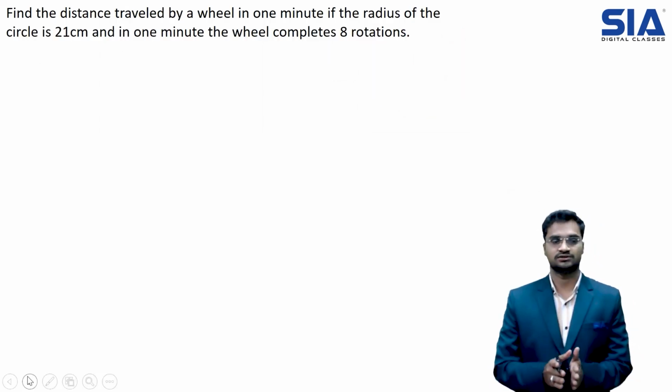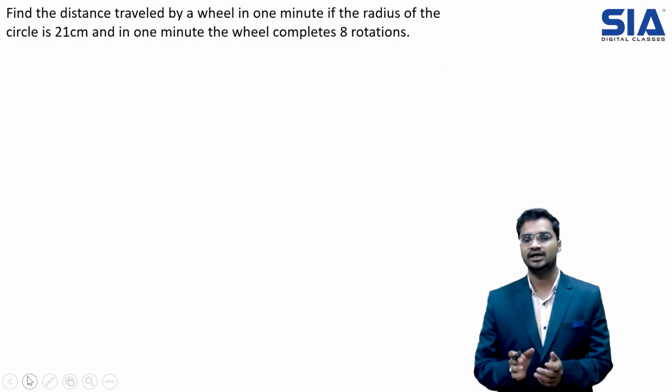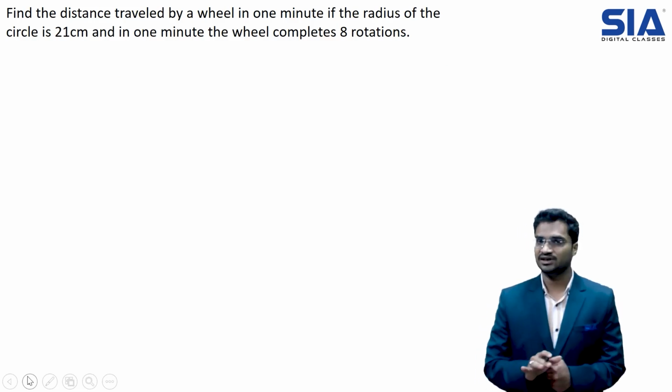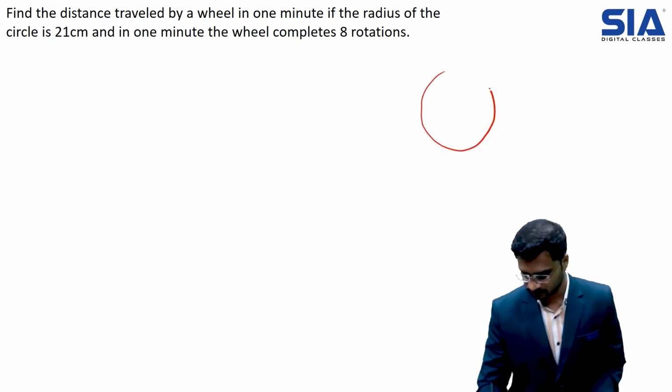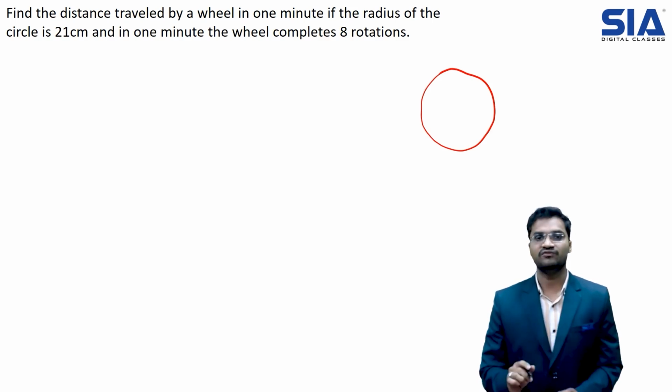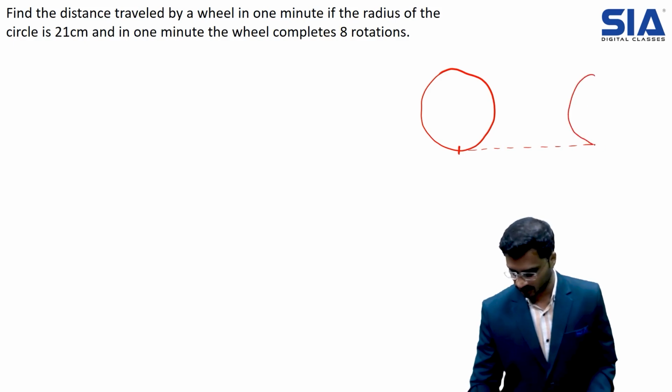In our question, it says find the distance traveled by a wheel in 1 minute. So a wheel is traveling a certain distance in 1 minute. A wheel is nothing but a circle. If a wheel starts like this and moves, then one rotation will be completed.